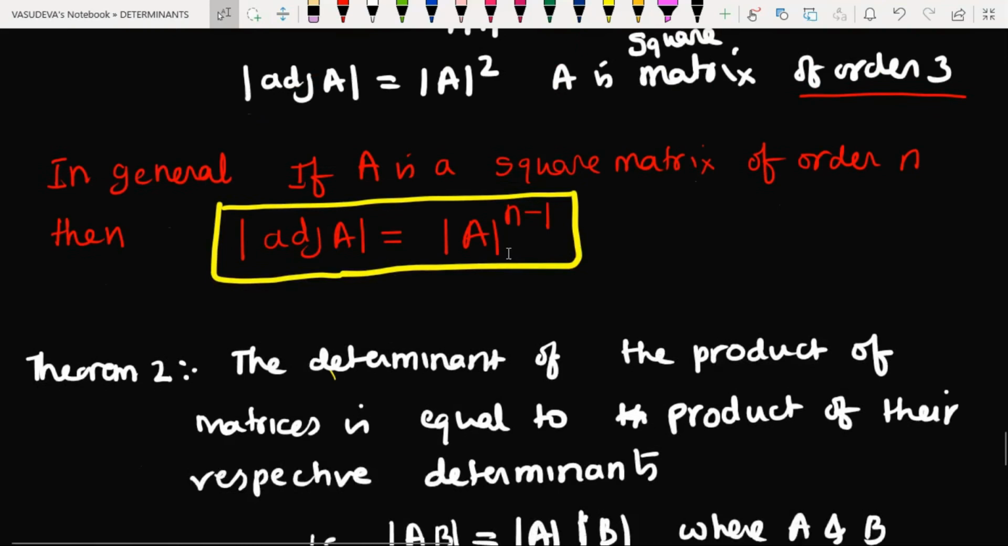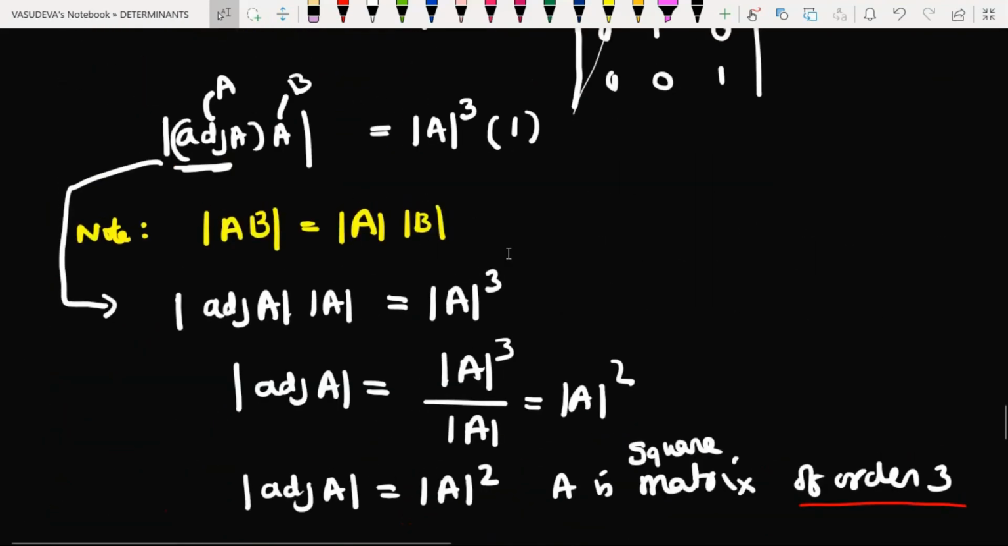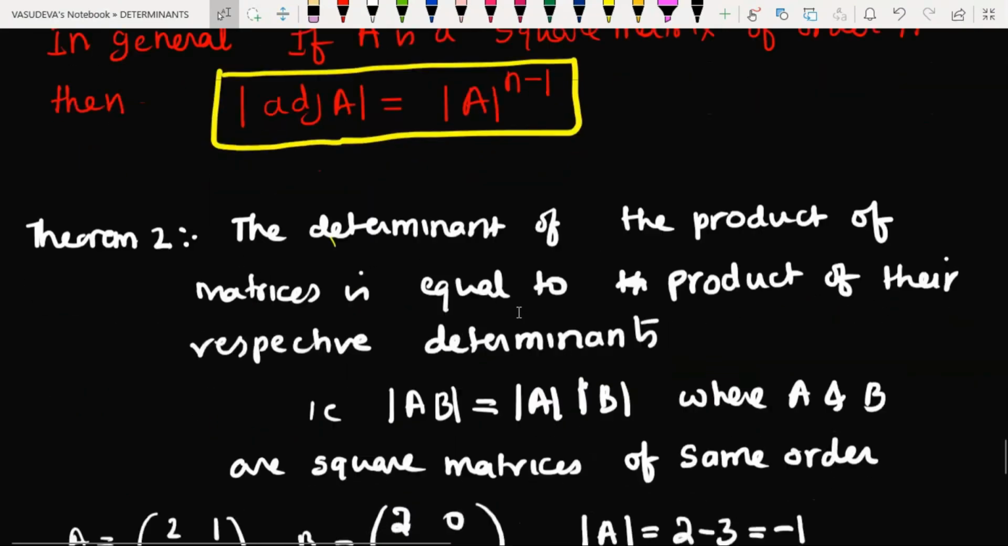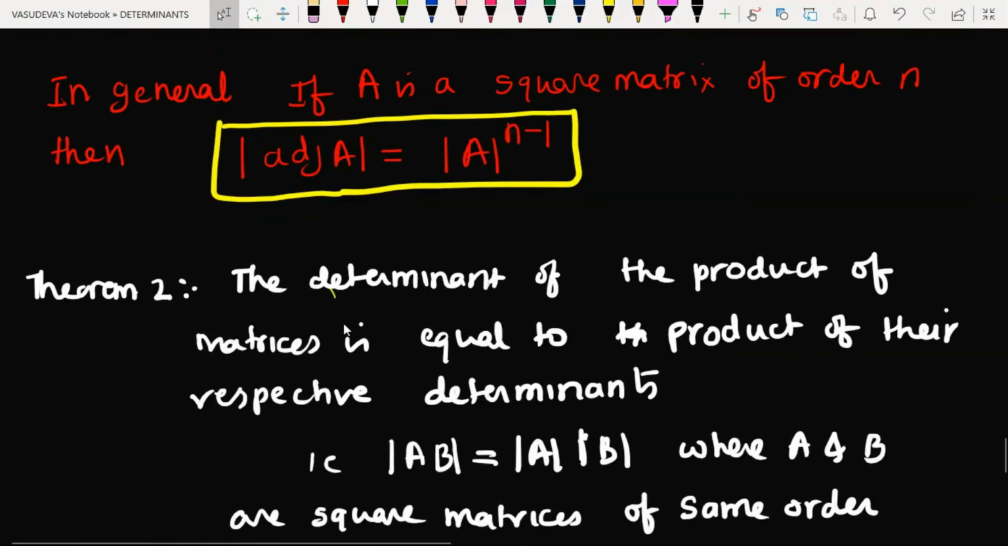So in this problem we have taken the determinant of adjoint of A into A. A into adjoint of A is a matrix, and its determinant is determinant of adjoint of A into determinant of A, which is equal to determinant of A cube. We have used this theorem. In general, if A is a square matrix of order n, determinant of adjoint of A is determinant of A to the power of n minus 1.